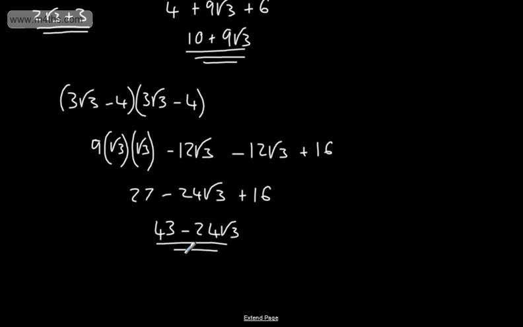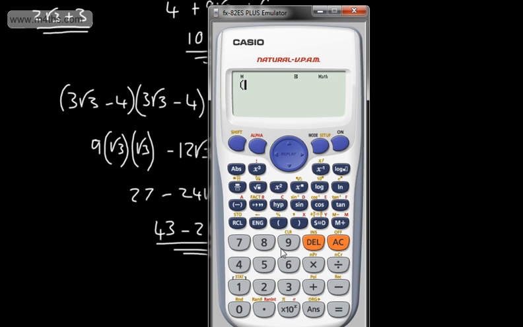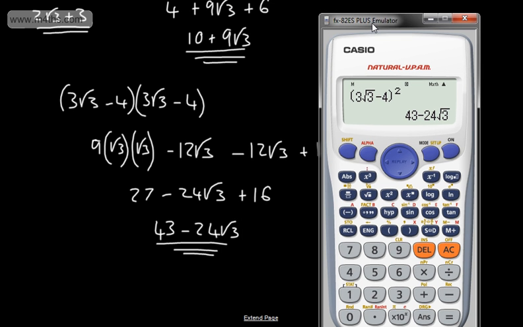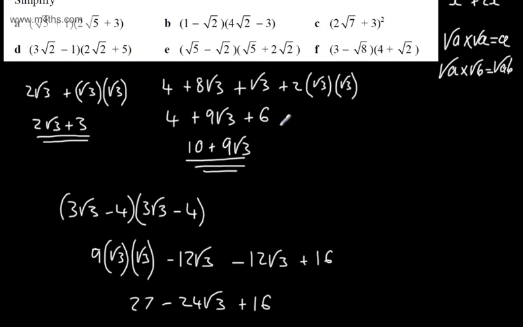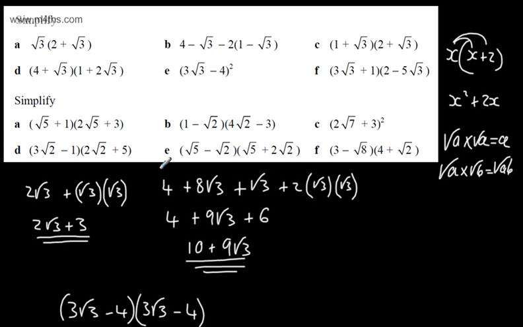And again, if you wanted to check that on a calculator, you could. So let's see if it gives us an exact value. So we'll take 3 root 3, we will subtract 4 and we will square this bracket, and hopefully it'll give me it in that form. There we go, 43 minus 24 root 3. So there we go. All we're looking to do is simply go ahead and expand.